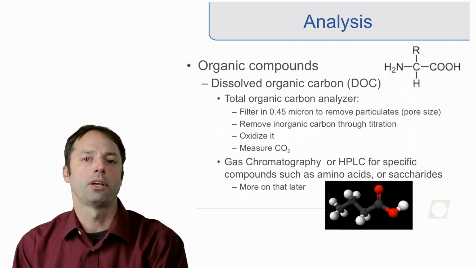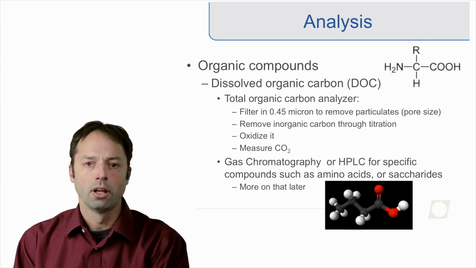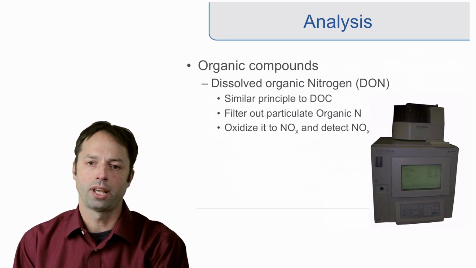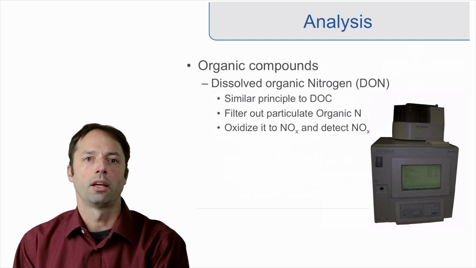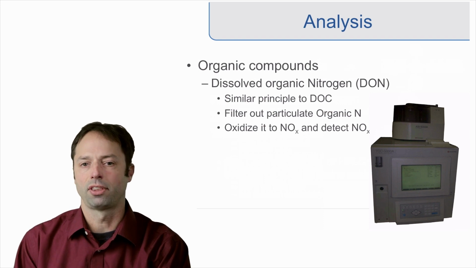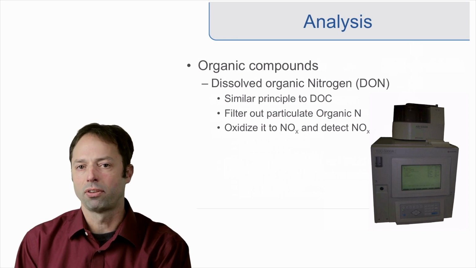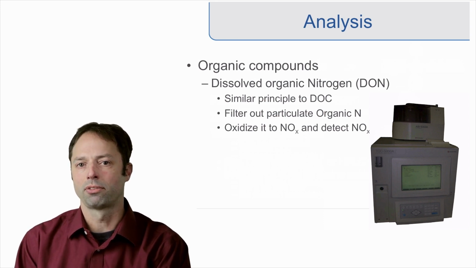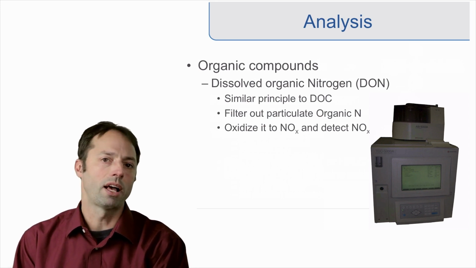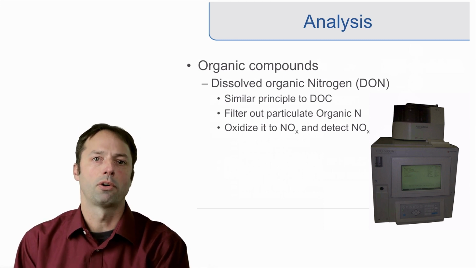Gas chromatography and HPLC are some other methods that let you get at carbon in your soil pore water, and I'll go into those in a little bit more detail later. Dissolved organic nitrogen has a very similar method. Again, you filter out the particulate organic N and then oxidize it to NOx, and then you detect the NOx. Note, methods like this don't let you get at specific compounds. You're looking at basically any organic nitrogen that's in it, whether it's an amino acid or urea or any other compound. You just kind of take them all.